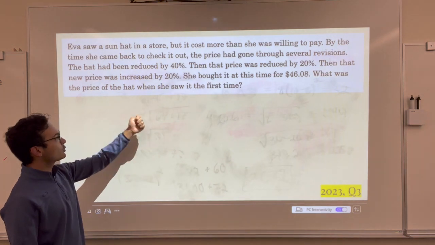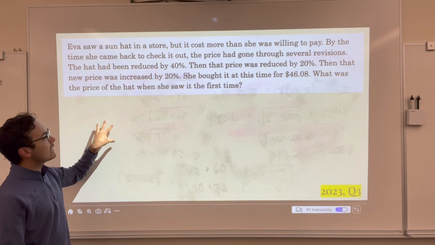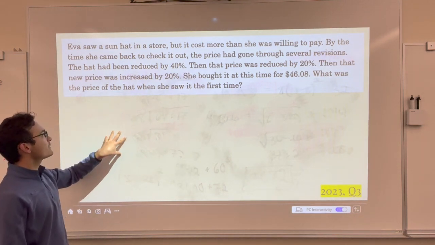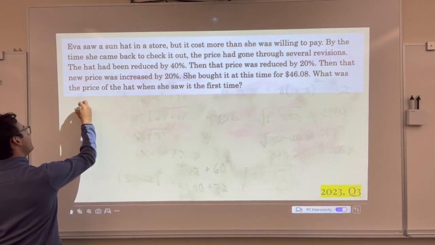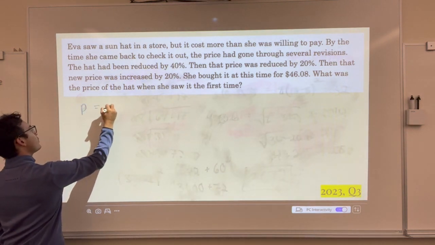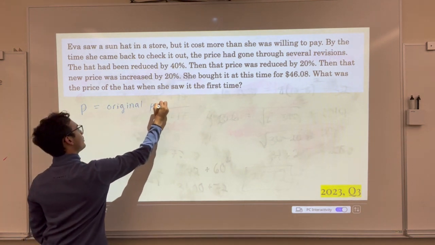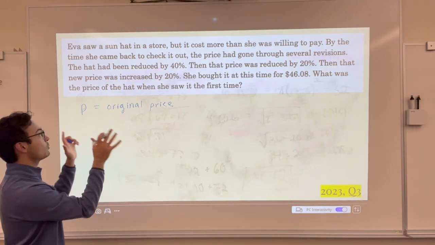40% decrease, 20% decrease, 20% increase. She bought it at this time for $46.08. What was the price of the hat when she saw it the first time? So I'm going to say that our variable P is original price. Now we have to take these price changes into account.